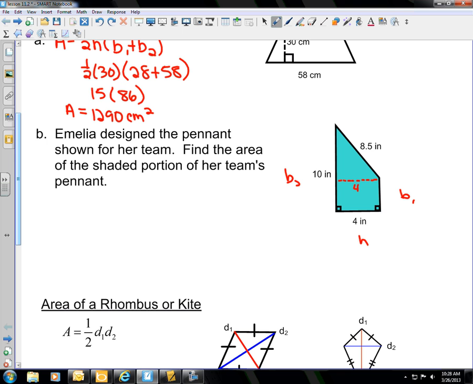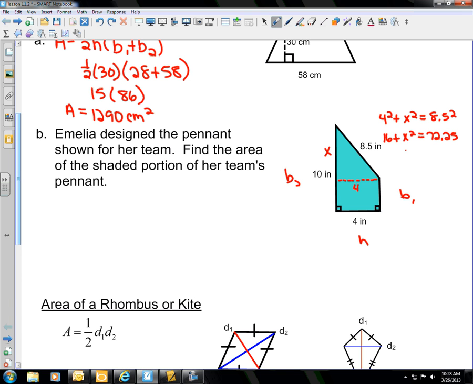Use the Pythagorean theorem. And then subtract. Yeah, okay. So we're going to do the Pythagorean theorem to find this length here, subtract it from 10, and then it'll be our B1, okay? So I'm going to do 4 squared plus, we'll call this x squared, equals 8.5 squared. So I've got 16 plus x squared. What is 8.5 squared? 72.25.